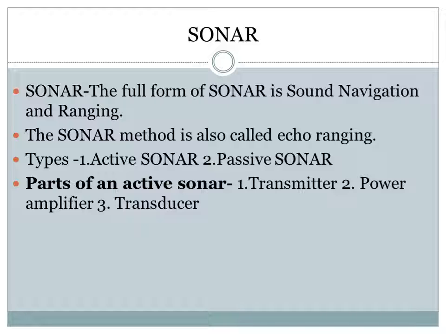So let's start. Sonar. The full form of sonar is sound navigation and ranging. Sonar is based on sound waves, which are a kind of mechanical waves. The sonar method is also called echo ranging. Basically, there are two types of sonar, active sonar and passive sonar. The different parts of an active sonar are the transmitter, power amplifier and the transducer.